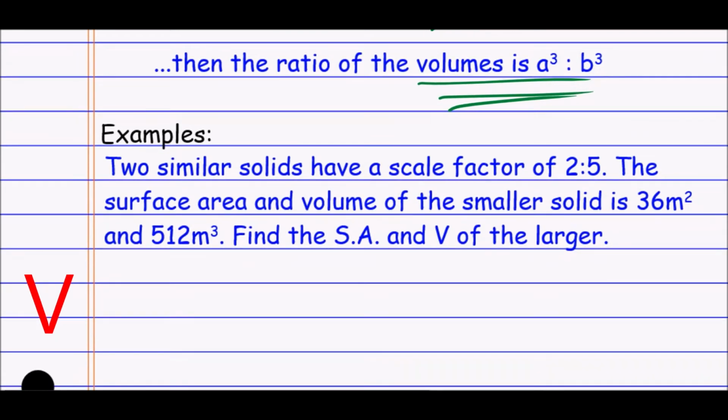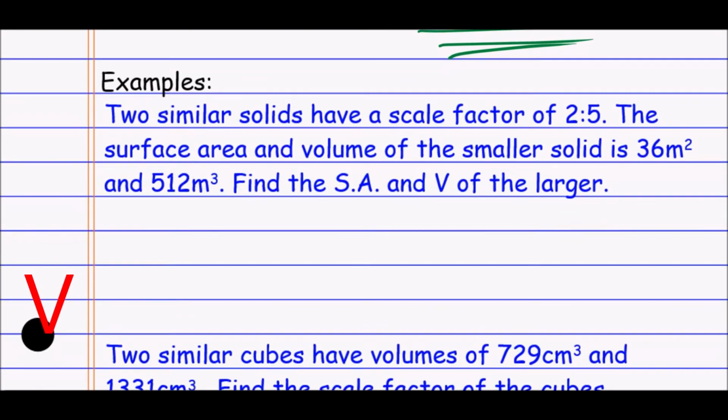For example, it says two similar solids have a scale factor, so that's the ratio of the sides, of 2 to 5. The surface area and volume of the smaller solid is 36 and 512 respectively. Find the surface area and volume of the larger figure, okay? And so the first thing we want to do, let's talk about the scale factors. Let's talk about the ratios for each of these things. So what's given here is the ratio of the sides.